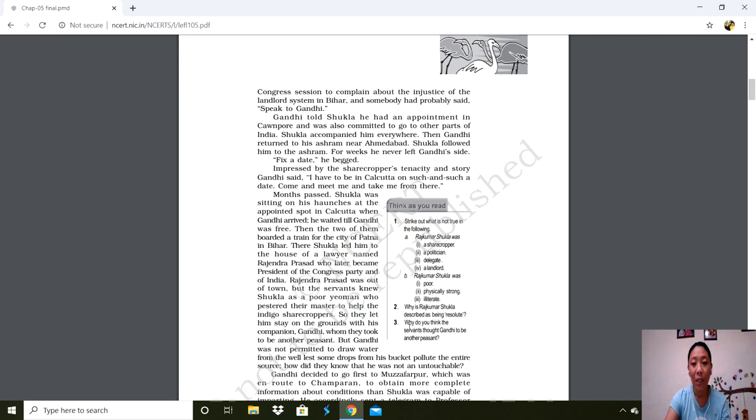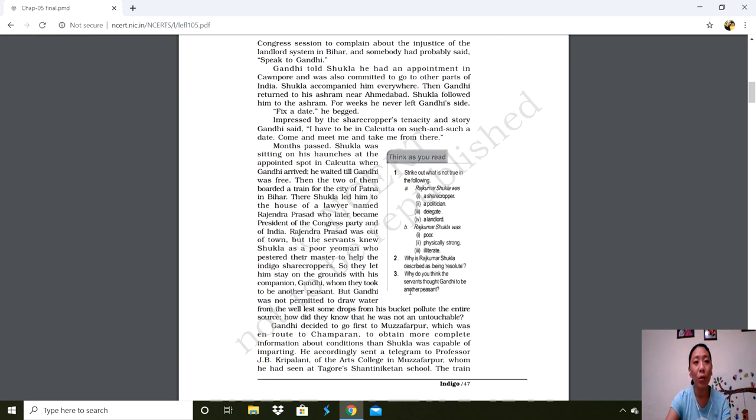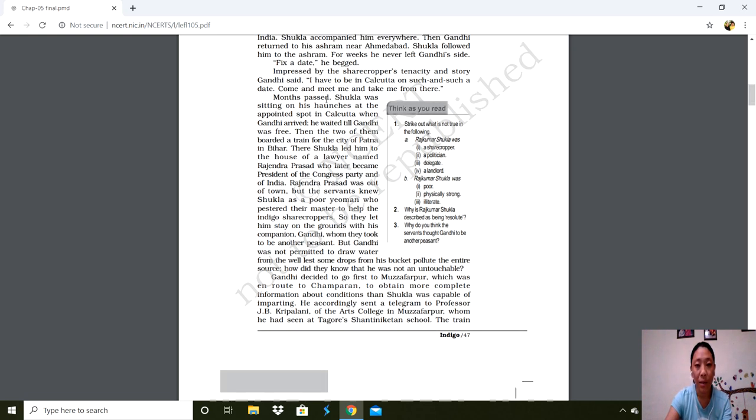So we haven't dealt with the third question. As and when we finish with the explanation and when we go through the exercises, we'll come to that. All right. Okay. So that's all about recapitulation. Now moving on to the next paragraph. Months passed. Right. So months passed means after several months, when Gandhi had finished meeting at Kolkata, right? Rajkumar Shukla was sitting on his haunches at the appointed spot in Calcutta when Gandhi arrived.